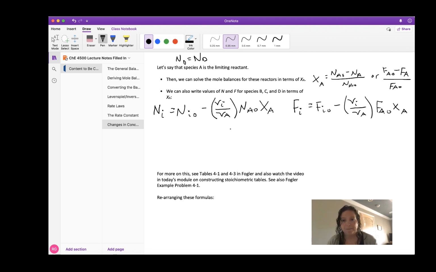So that makes sense. Let's make a note of that. If we look at our stoichiometric ratios, stoichiometric coefficients are negative for reactants and positive for products.